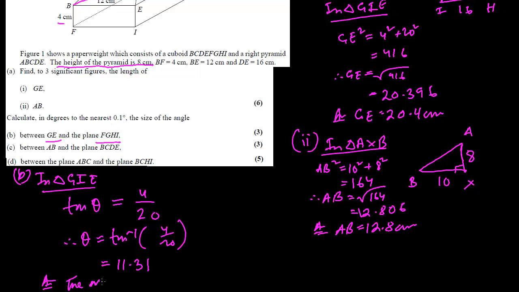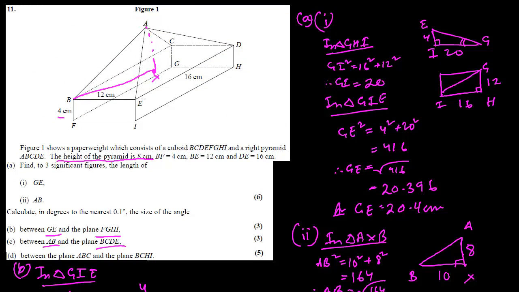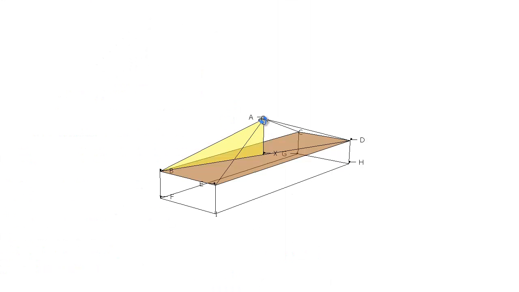So the angle between GE and FGHI is 11.3 degrees. Now we have to find the angle between AB and the floor. That means in this case we have to find the angle of the pyramid, this side AB and the base of the pyramid. That means the angle is going to be this one over here. So this is AB and this is the base of the pyramid, BCDE.